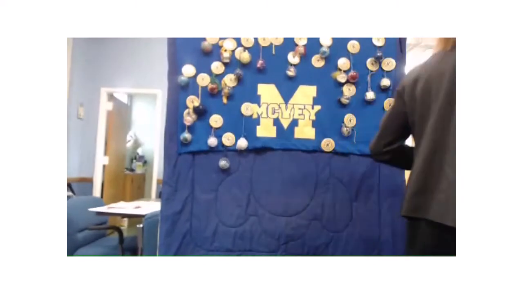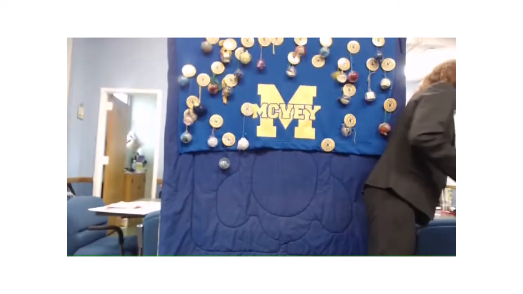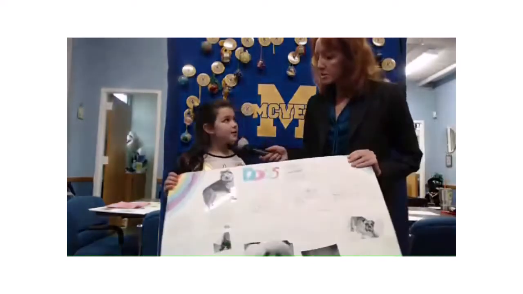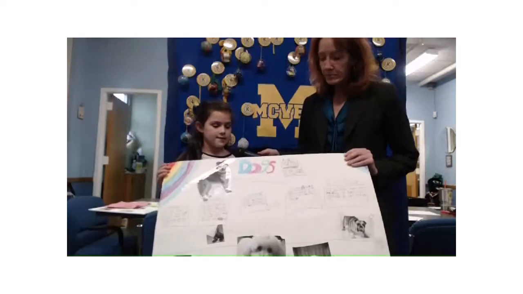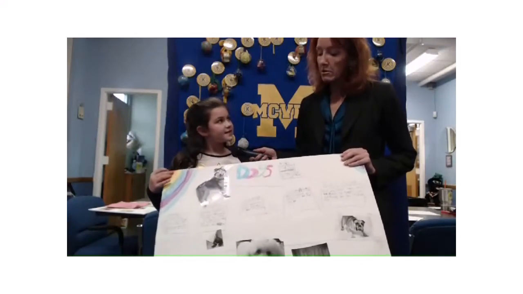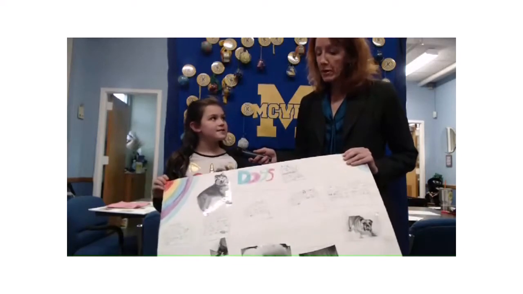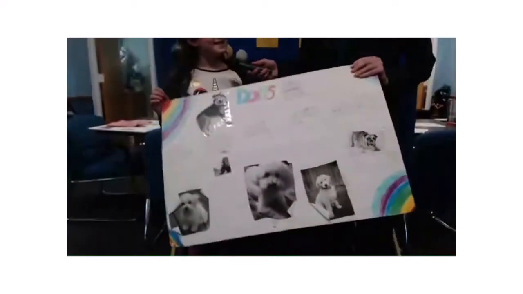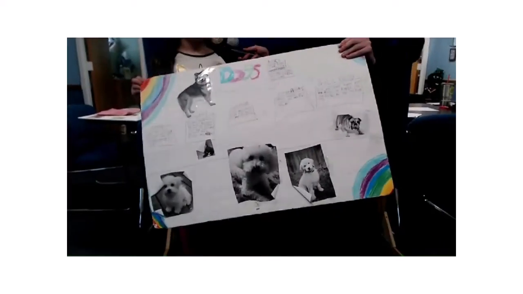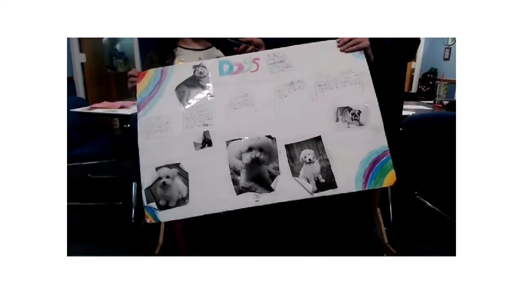Okay, and one more for today. We have Olivia. Olivia, step on down. We have dogs. By the way, one of my favorite dogs of all time is on here. So tell us about the dogs, Olivia. Do you like dogs? Yes. Is that why you chose to do a project on dogs? Do you have a dog? I have two. What kind? Maltese and Boxer. A Maltese and a Boxer.